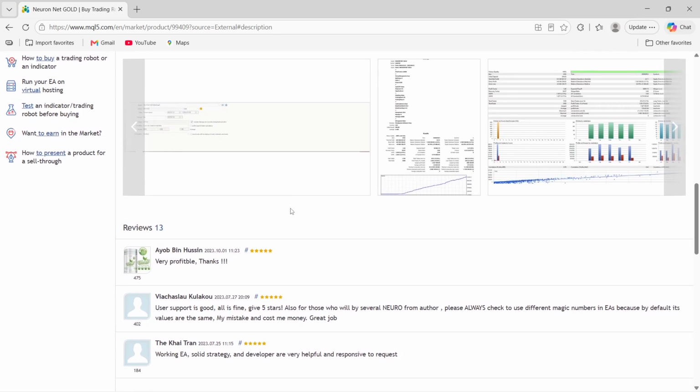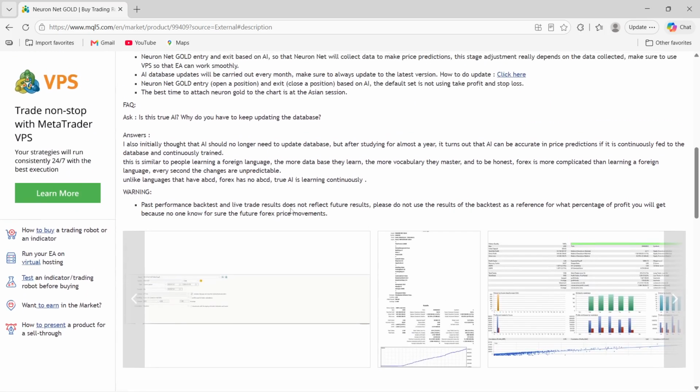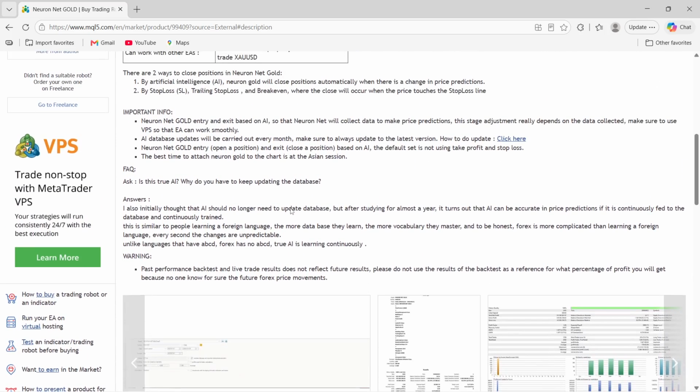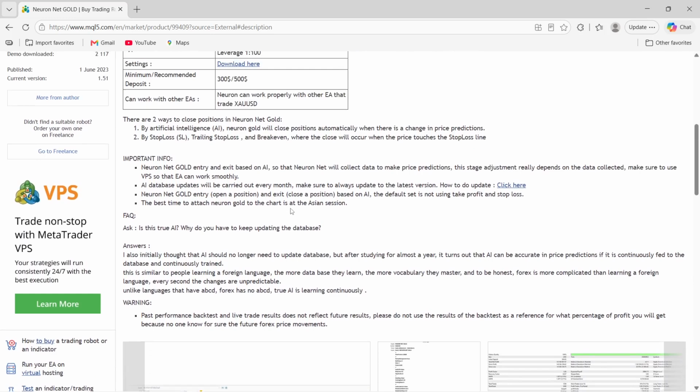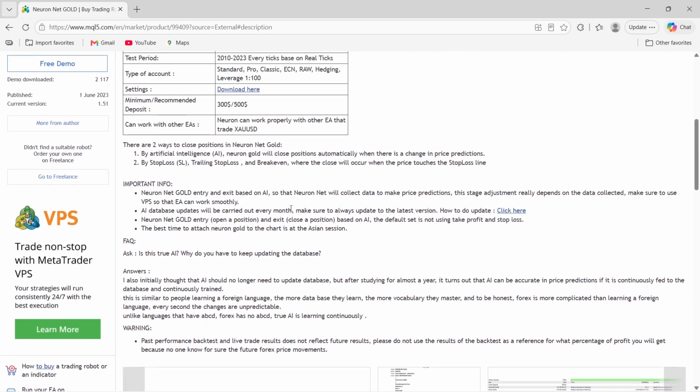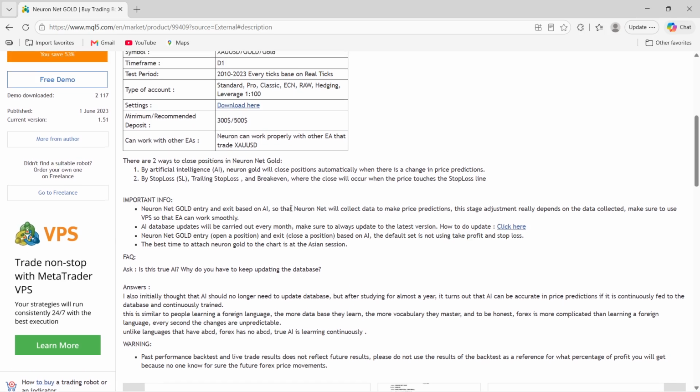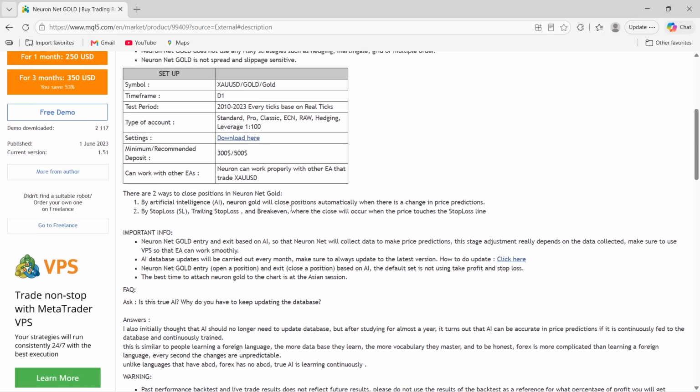Alright, so overall, the Neuron Net Gold brings an interesting AI prediction approach without the usual gold EA dangers like grids. It shows limited edge in this test though. Test thoroughly on demo with your broker and stay on top of updates.